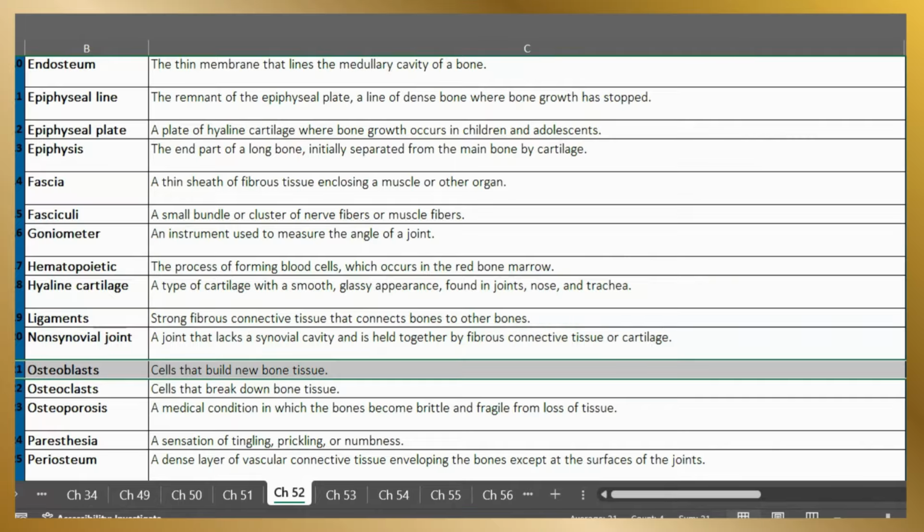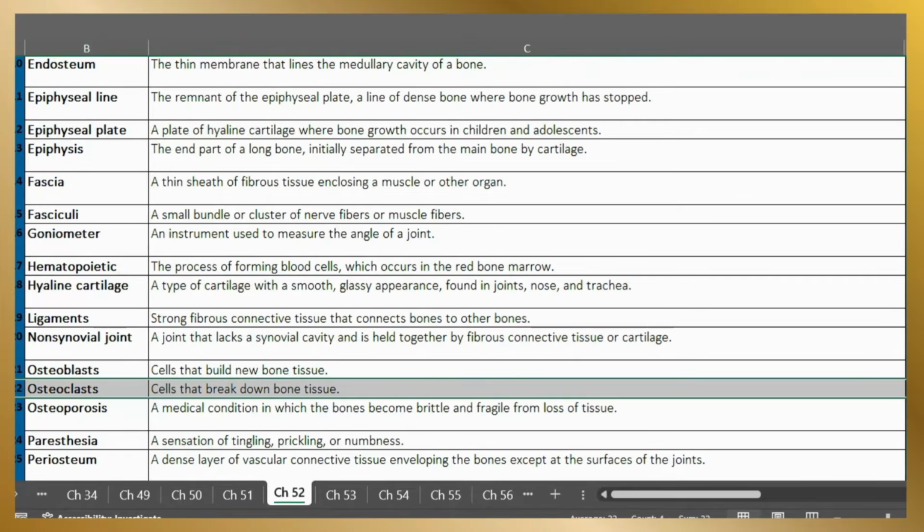Osteoblast, cells that build new bone tissue. So cells that build the bone. And blast means builder. Osteoclast, cells that break down bone tissue. And clast means like crush.